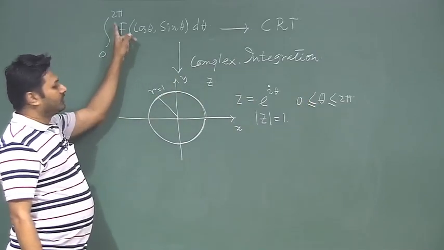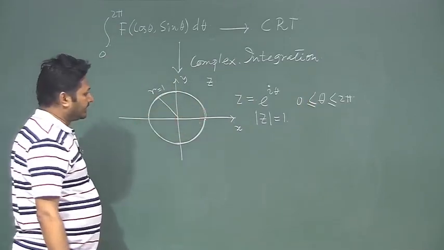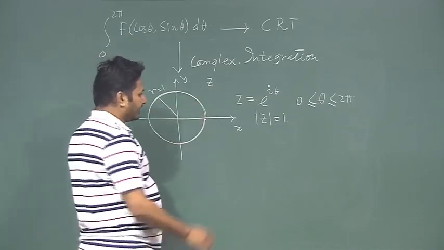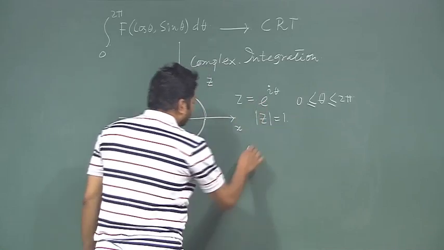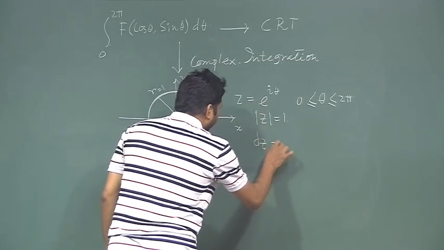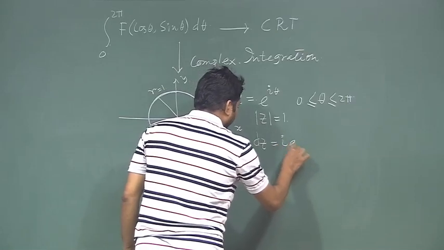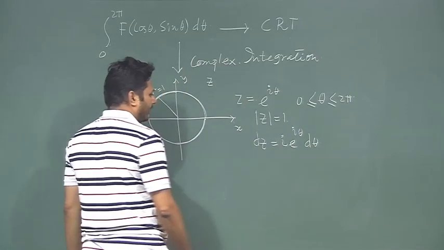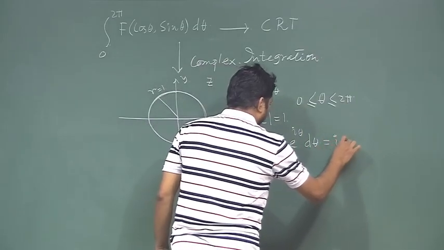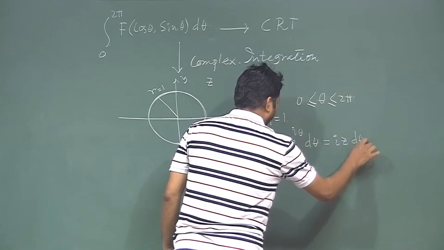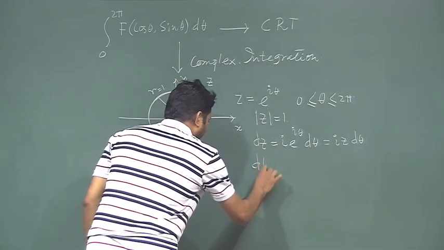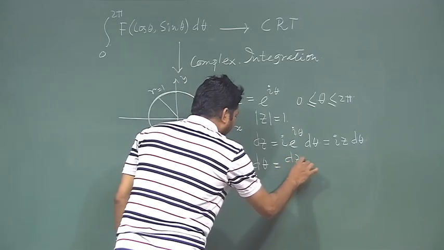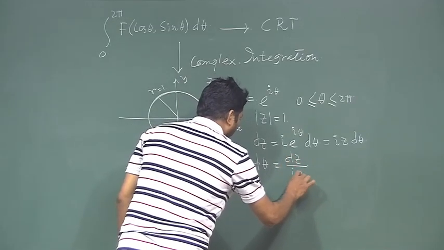So, exactly I have 0 to 2 pi. So, no problem with this theta limit. Next thing is how to change cos and sin. When I have z equal to e to the power i theta, then I have dz as i e to the power of i theta d theta, which is i z d theta, or my d theta can be replaced as dz divided by iz.